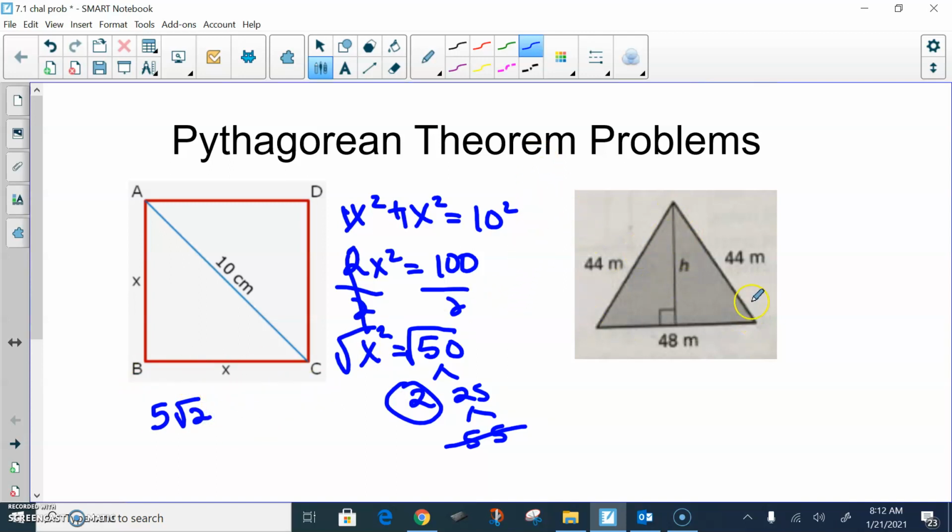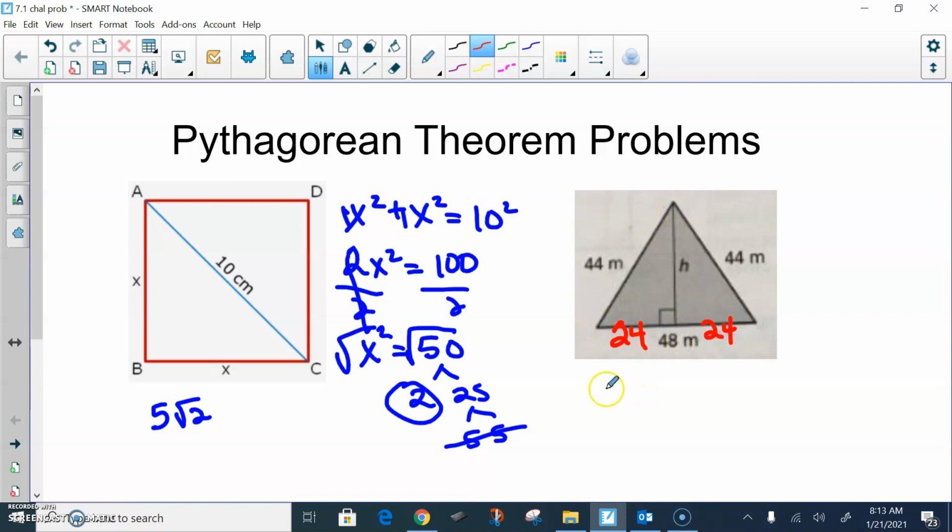Second problem, we have an isosceles triangle, and we're looking for the height of that triangle. In an isosceles triangle, this is called the altitude or the height. It splits the third side proportionally. It splits the third side in half. So I can assume that this is 24 and this is 24.